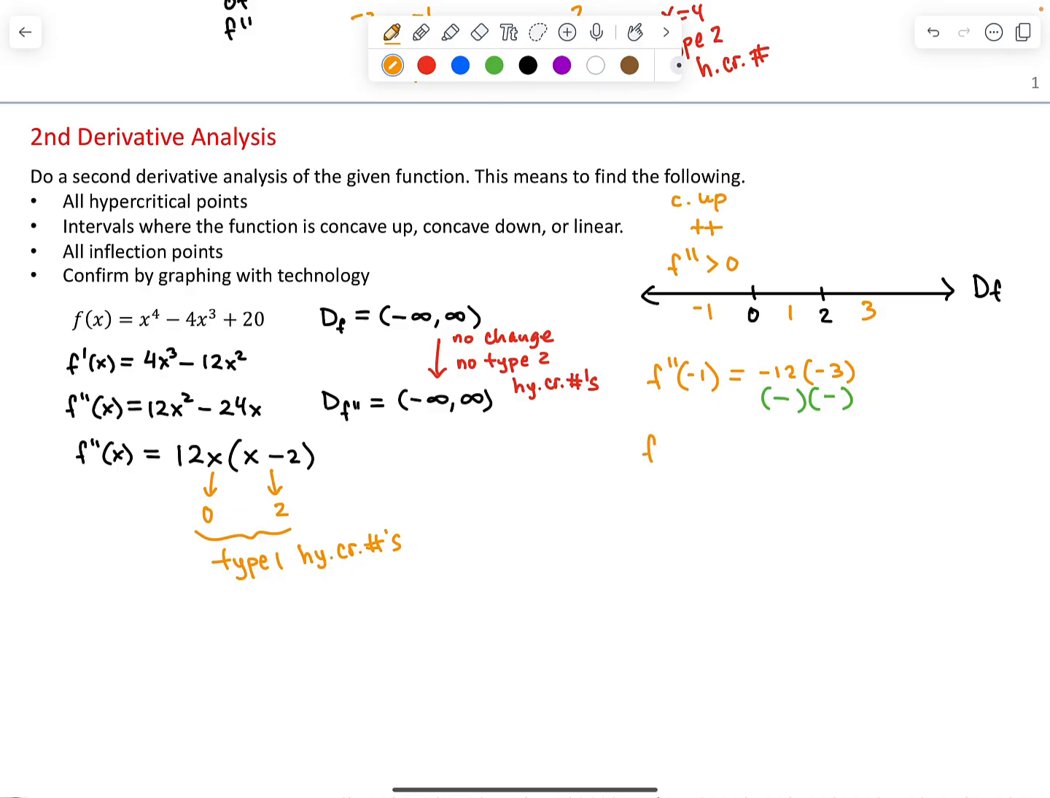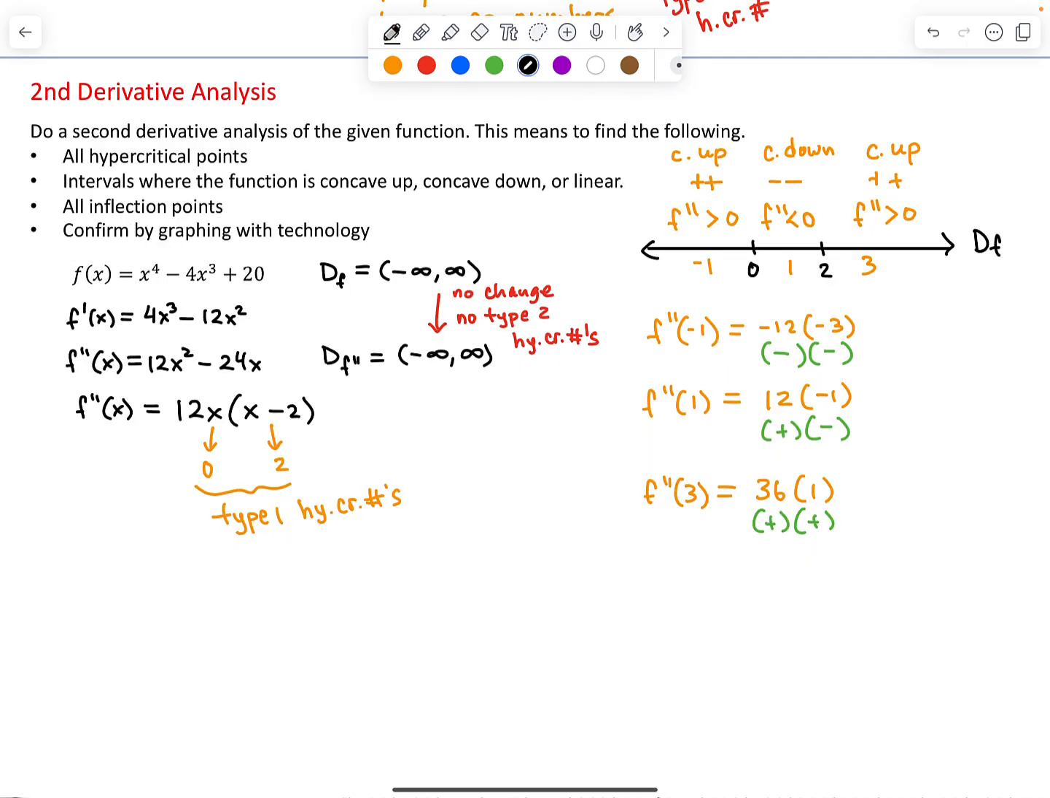Now let's test +1 into the second derivative. Using the factored form, I'd get 12 times -1. Again, all that matters is that it's a positive times a negative, which is a negative. So the second derivative is negative on this interval. I like to put 2 minus signs, and we say concave down. And now let's test 3. 3 times 12 is 36, and 3 minus 2 is +1. All that matters is that it's a positive times a positive. So the second derivative is positive. I'll put 2 plus signs and conclude concave up.